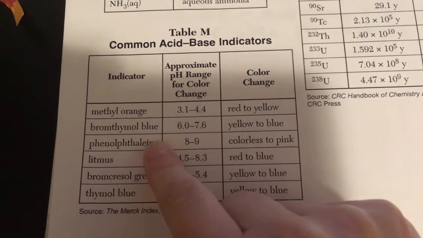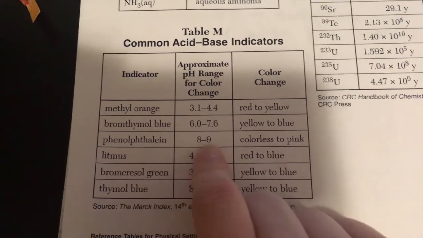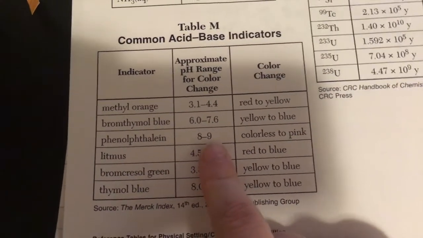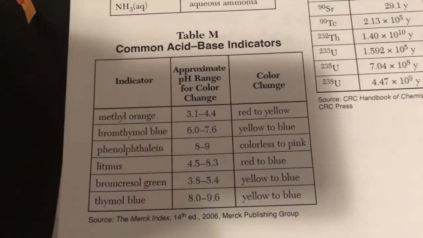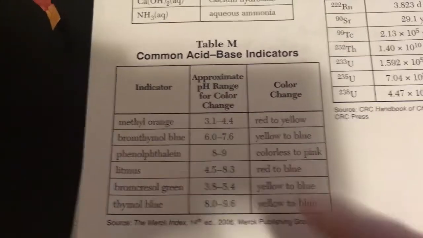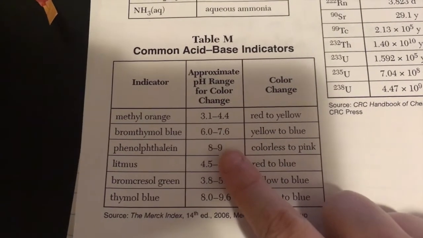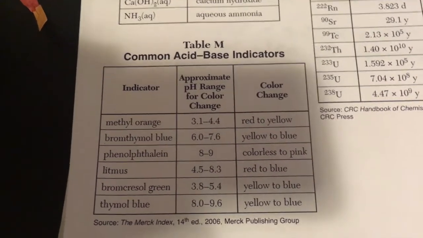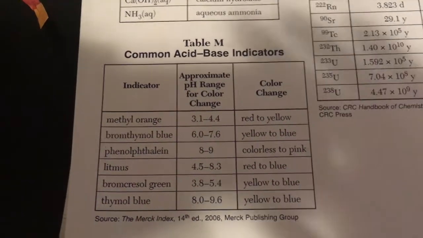That's this third one, which has a pretty dramatic change from colorless to pink, right around a pH of 8 or 9. So it's not actually perfectly changing at a pH of 7, but it turns out that this is close enough to give us very accurate results. So let's go ahead and watch a video, and we'll see how this is done in lab.